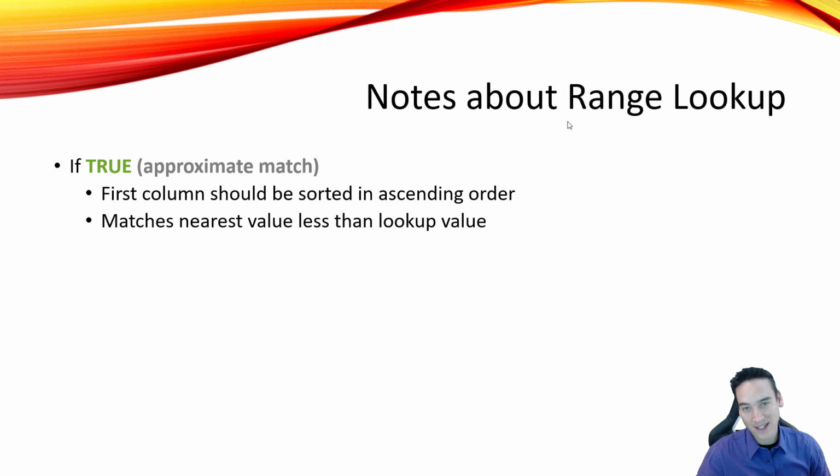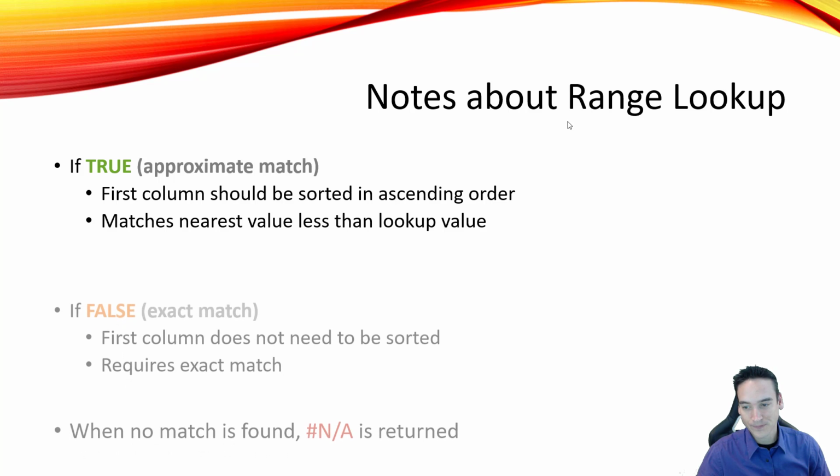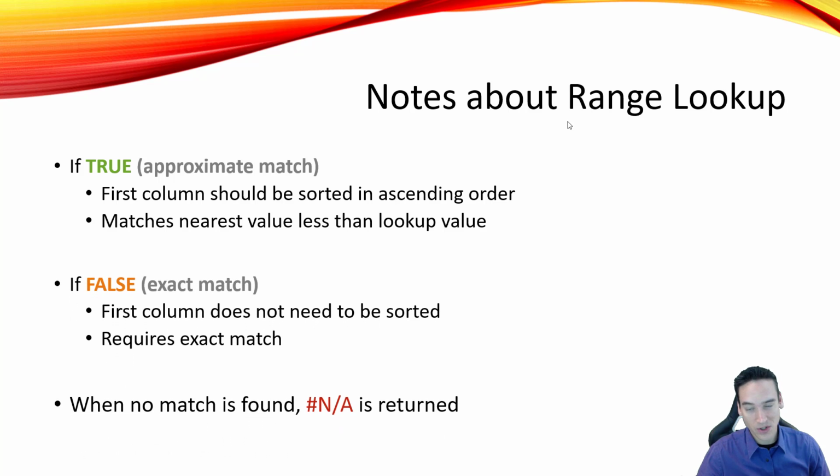So there's a couple notes about this. If you use the true or approximate match, you should sort the first column in your table array. That's because the match is going to find the nearest value that is less than the lookup value. If you use the false, which is usually what most people want to do when they're using the VLOOKUP function, it's going to do an exact match. That first column doesn't need to be sorted. If no match is found in either case, whether you're doing an approximate or an exact match, you'll get a #N/A back, meaning that the value is not found or not available.